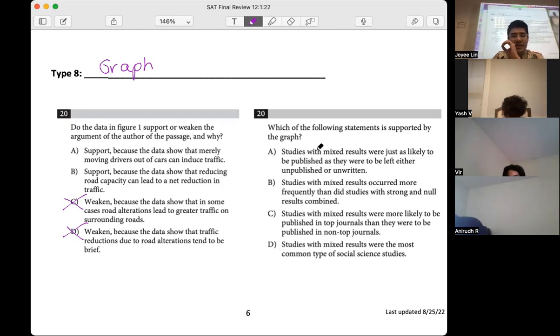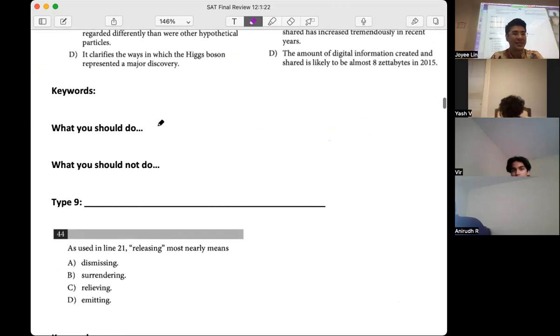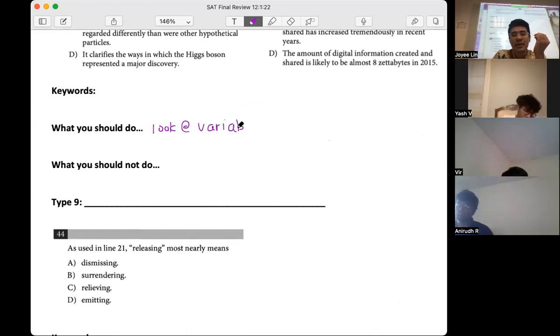Now, when you get to "which of the following statements is best supported by the graphs," what do you need to do to best answer a graph question? Look at the graph. Look at the axes, right? Look at the variables. That's where they're going to try to trick you, right? If the variable is time, then you can answer how frequently, how long. If the variable is weight, then you can't answer how frequently, how long, right?